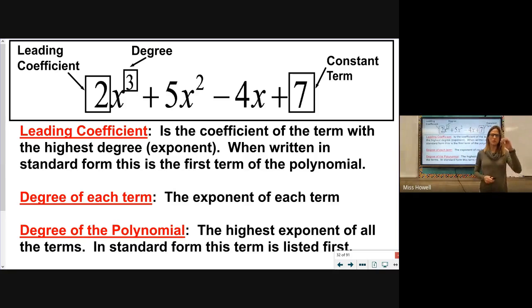So please make sure you understand. I'm looking for my highest exponent on my variable. I'm working down to my constant term. That's how I write my final best possible standard form.